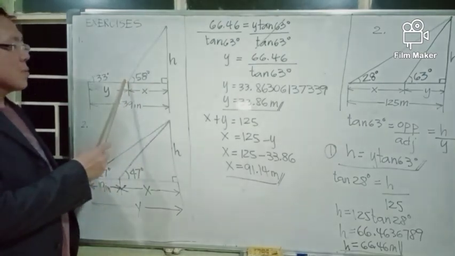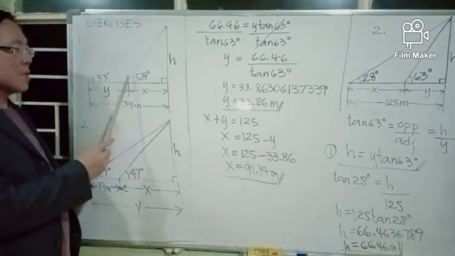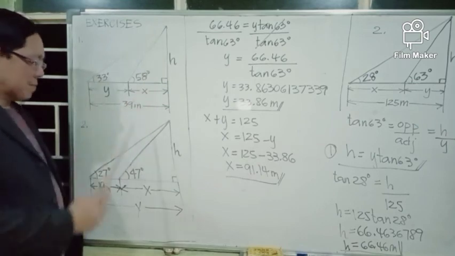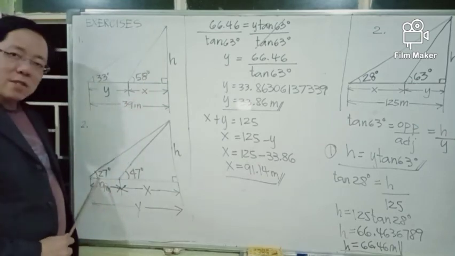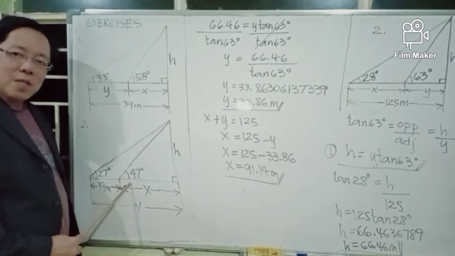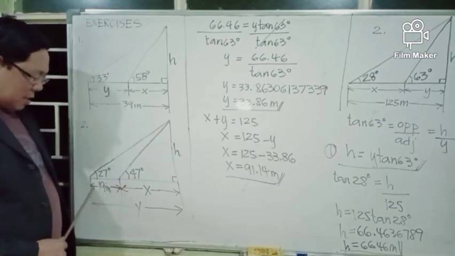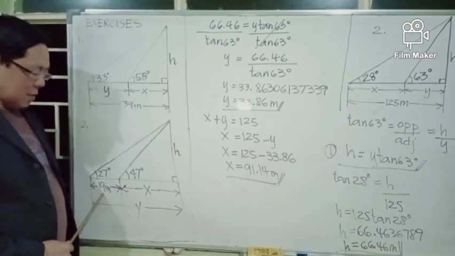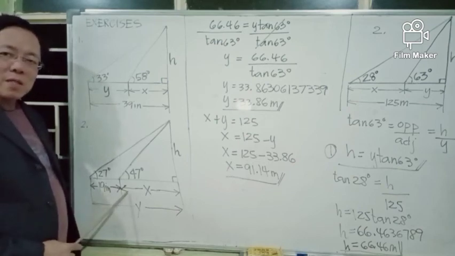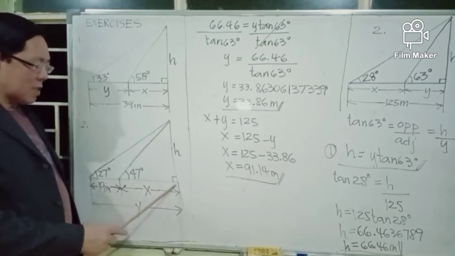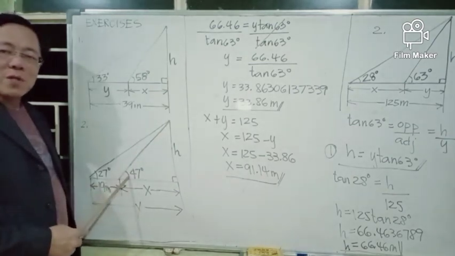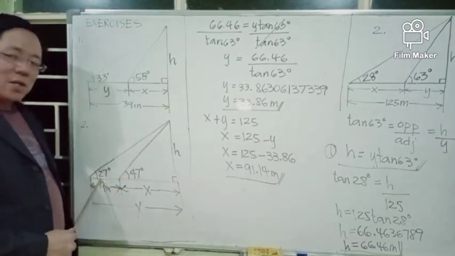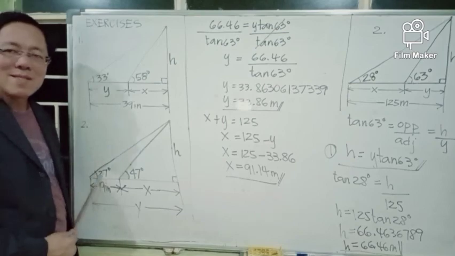And we have two right triangles in this diagram, the smaller right triangle and the bigger right triangle. In number 2, the acute angles are 27 degrees and 47 degrees, and this is 19 inches. Again, we have two right triangles in number 2: the smaller right triangle with the given acute angle 47 degrees, and the bigger right triangle with acute angle 27 degrees.